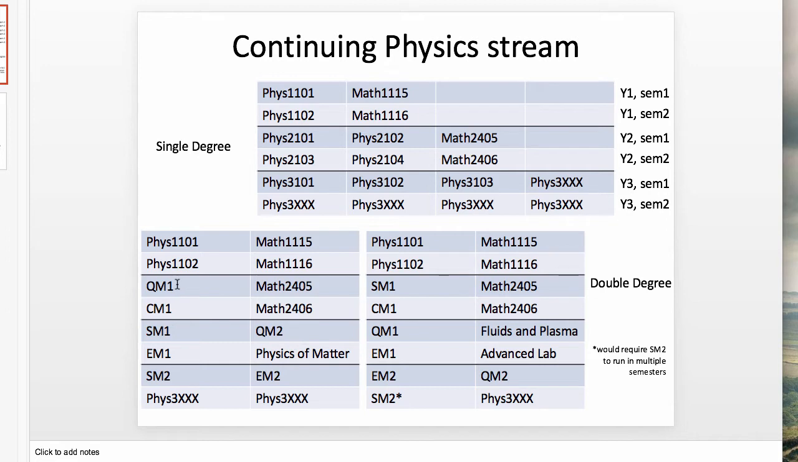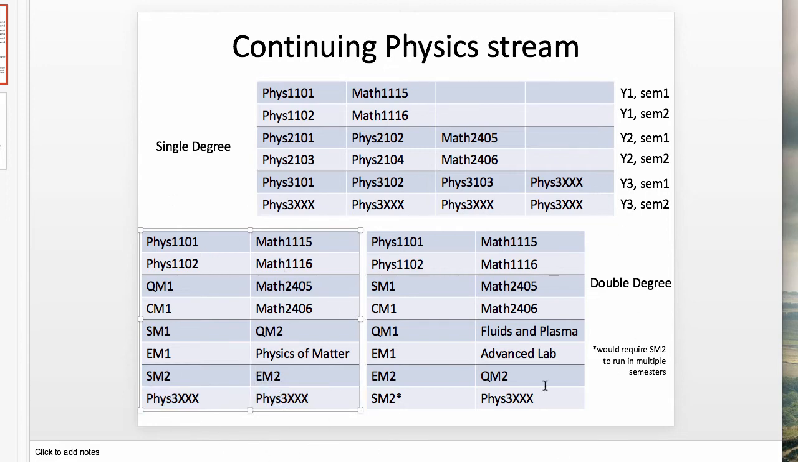And so here's one option where you do QM1, CM1, which gives you the prerequisites to do QM2 in first semester in your third year. Then you finish off your second year core subjects in your third year and do more third year courses, and then you finish off your core and do yet more physics courses. So that's how you might do a major on the left here.